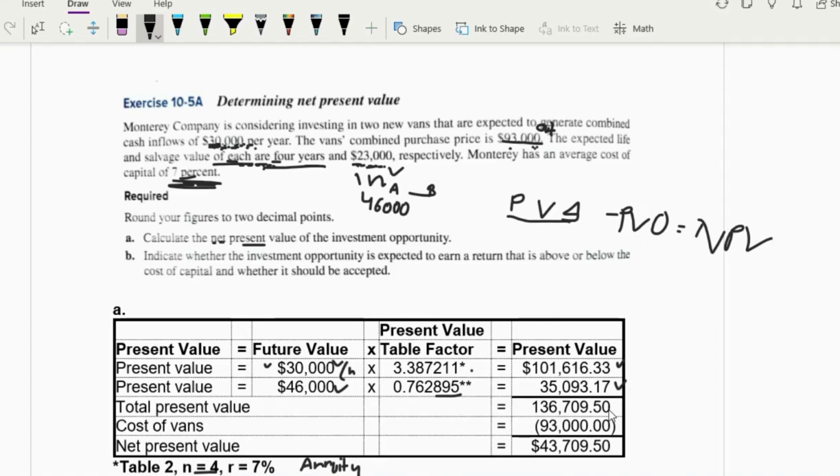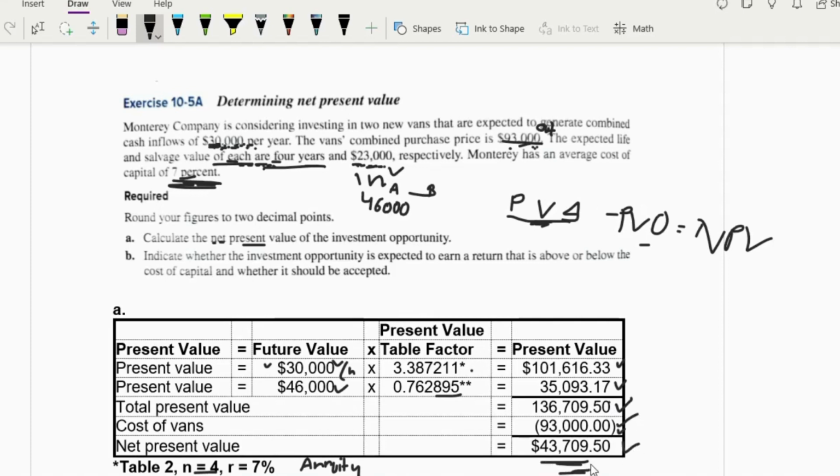Add them so that you have present value of total inflow. This answer, 136,709.50. Then minus present value of outflow. If you see in this whole scenario, we have only one outflow, and that is already in present, because you have to purchase today, right? So 93,000. No need to calculate in this question the present value of outflow. Okay, so present value of inflow minus present value of outflow, you get your net present value.